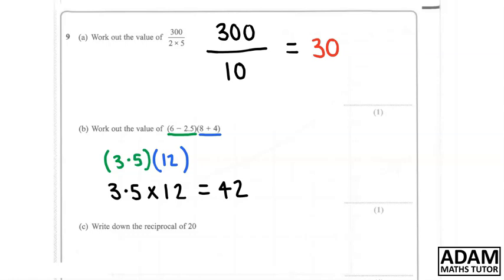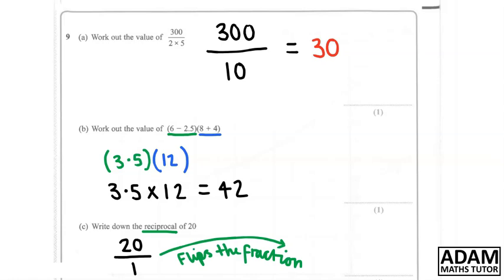Part C, write down the reciprocal of 20. The best way to do this is to write down what that number would be as a fraction. So a whole number can be written as a fraction just by putting it over 1. And the reciprocal flips the fraction upside down, so the answer would be 1 over 20.